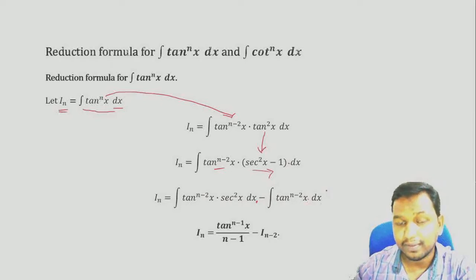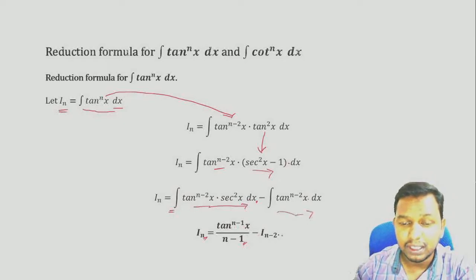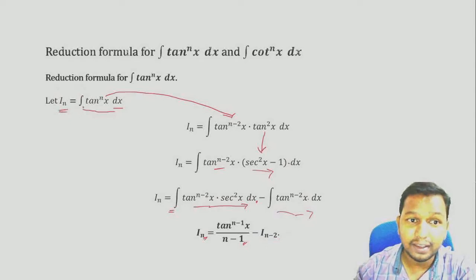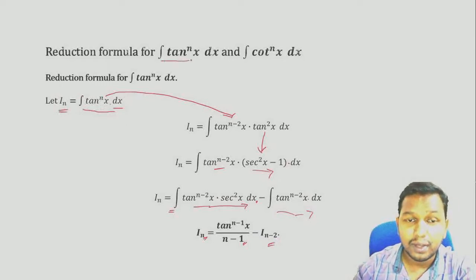So therefore, our reduction formula reduces to I_n is equal to tan^(n-1) x divided by (n minus 1) minus I_(n-2), because I_n is equal to the integral of tan^n x dx. Therefore, this is the reduction formula for the integral of tan^n x dx.